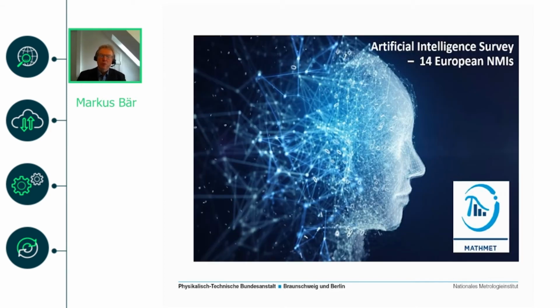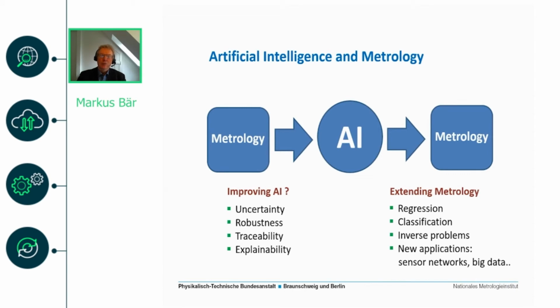For the role of machine learning and metrology, I can cite results from an artificial intelligence survey conducted among 14 European NMIs in the framework of the European network MASMET, which is a part of Euramet. And here this relation was considered from two different angles. So one viewpoint was, are there things metrology can contribute to artificial intelligence? Can it improve these methods? And the other direction was, in what sense are these new algorithms extending the capabilities of metrology? And on the first item, obviously, classical quality infrastructure aspects such as uncertainty, traceability were mentioned. Robustness, explainability are other things which you would like to have for a solid metrological assessment of artificial intelligence results.